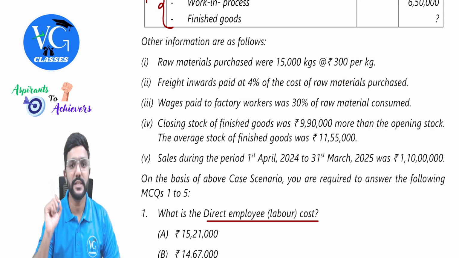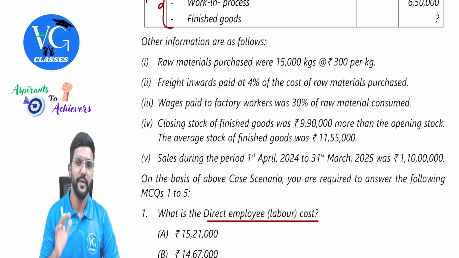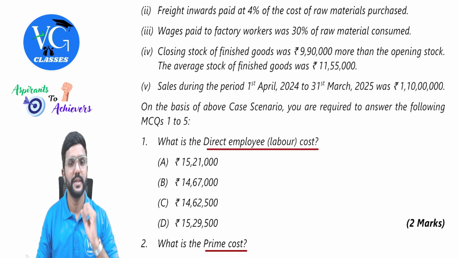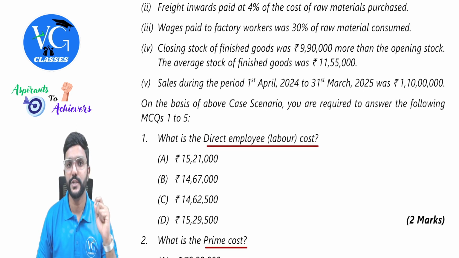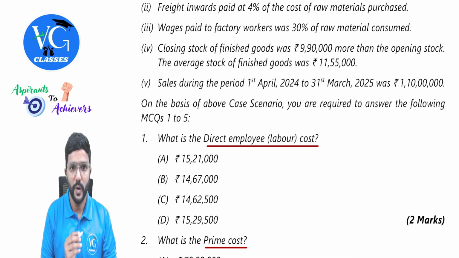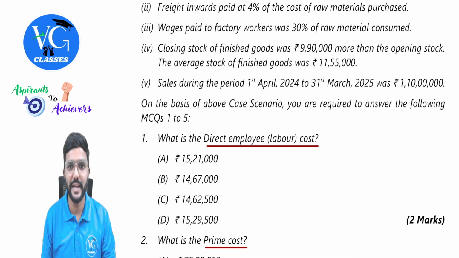Wages paid to the factory workers was 30% of raw material consumed. Fine. Once we derive raw material consumed, then we can calculate direct wages. Then closing stock of finished goods was 9,90,000 more than opening stock. The average stock of finished goods was 11,55,000.